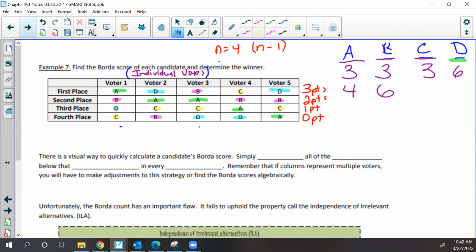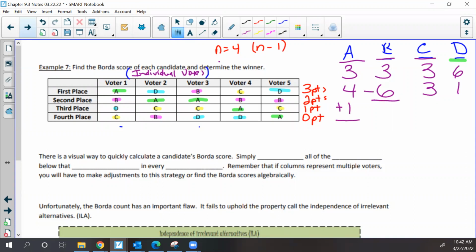Well, D only got 1 third place finish, and each third place finish is just 1 point. I'm just going to put 1 there. C has 1, 2, 3 third place finishes. So 3 times 1 is 3. And then we have candidate A has 1 third place finish. So we got 1 point to go under A.